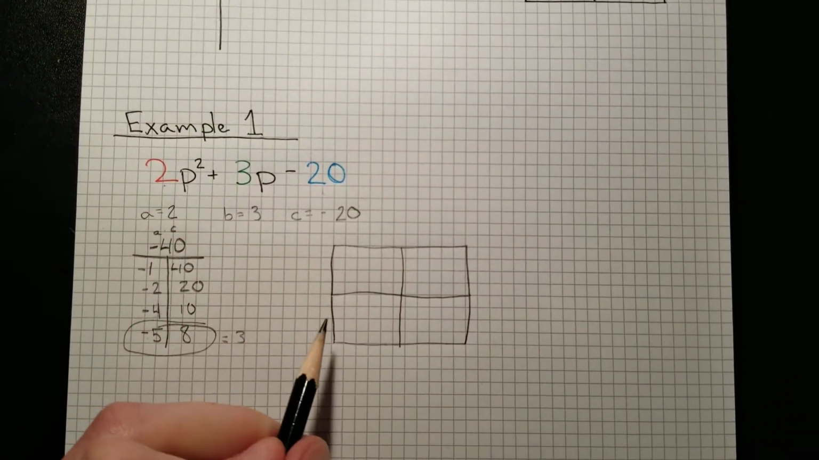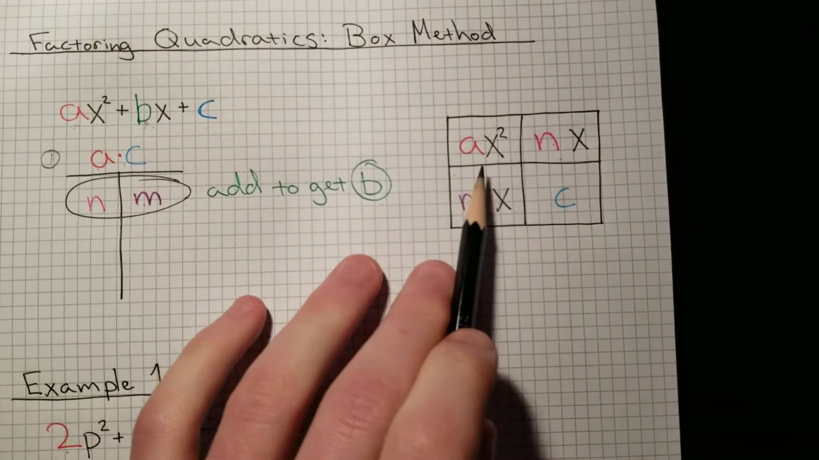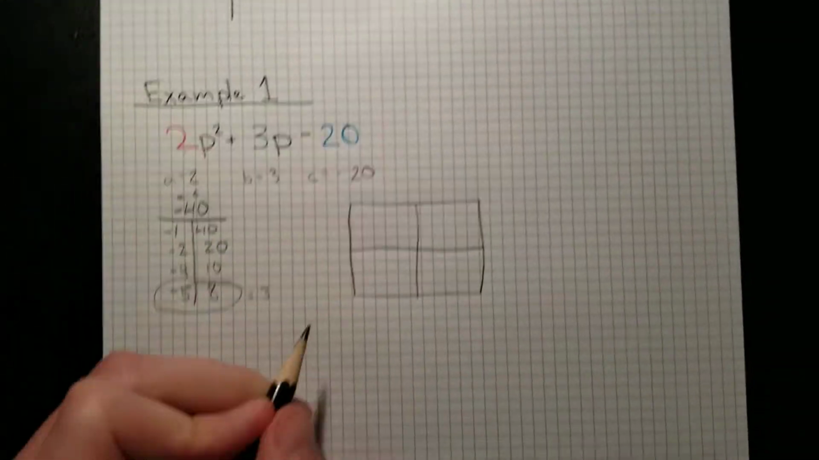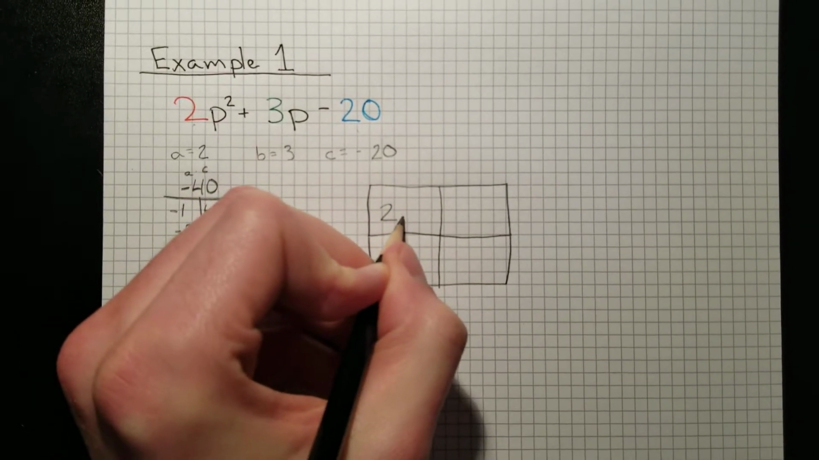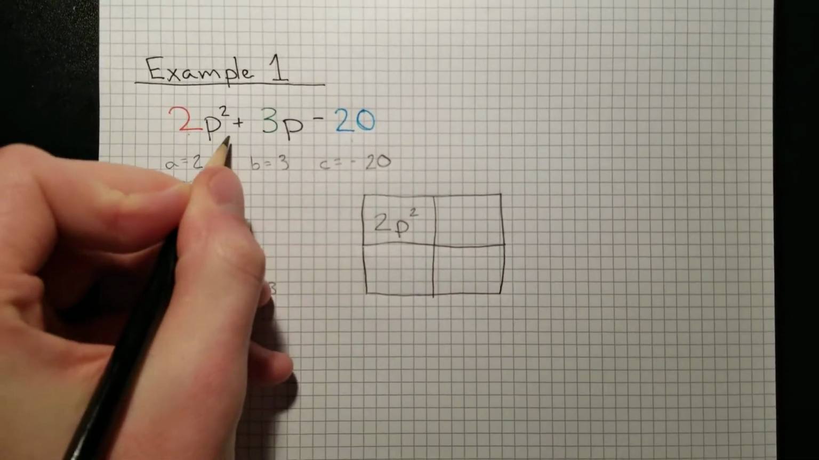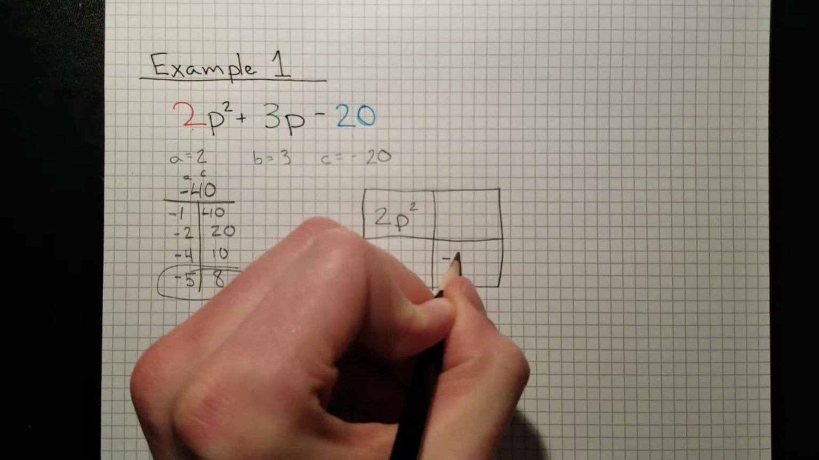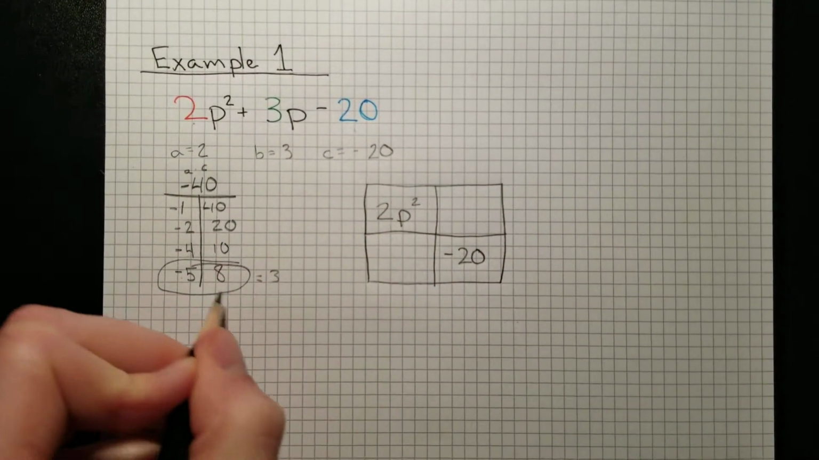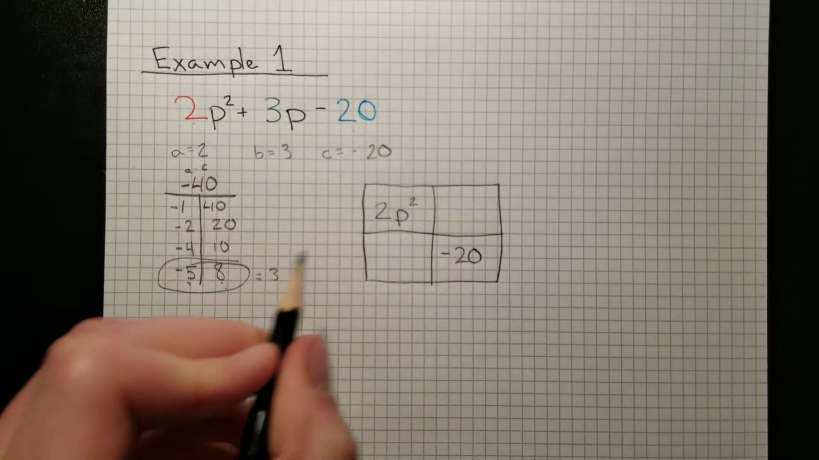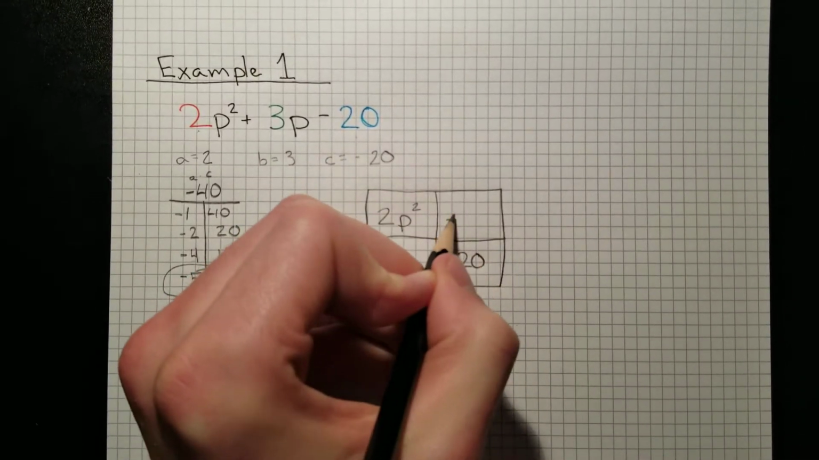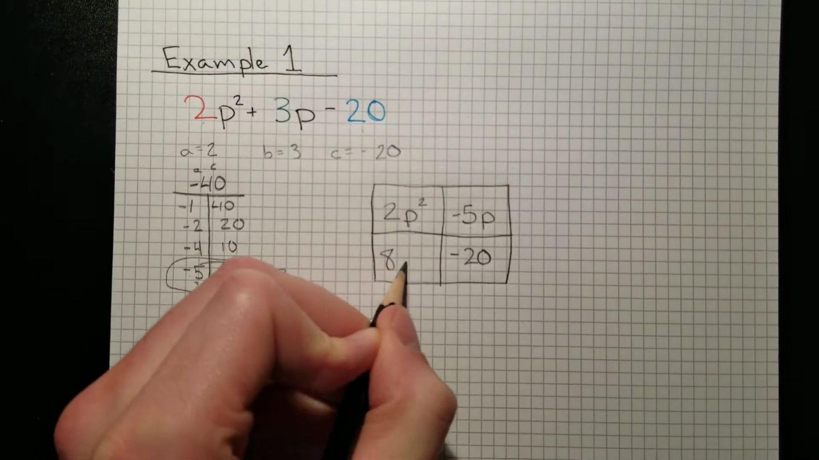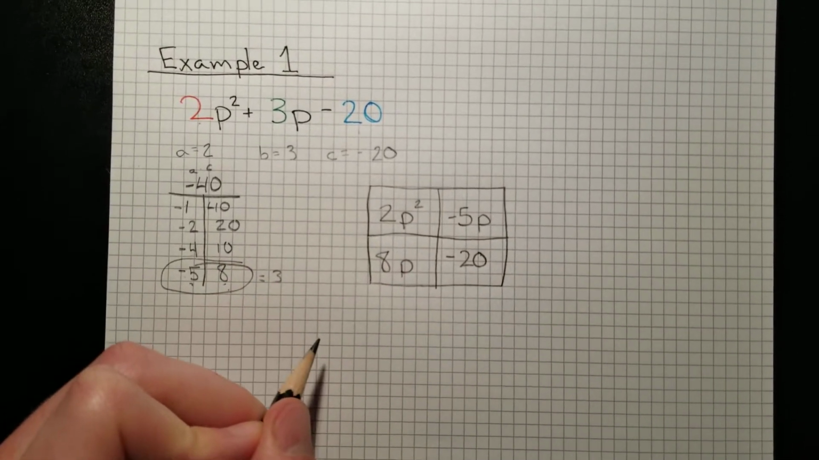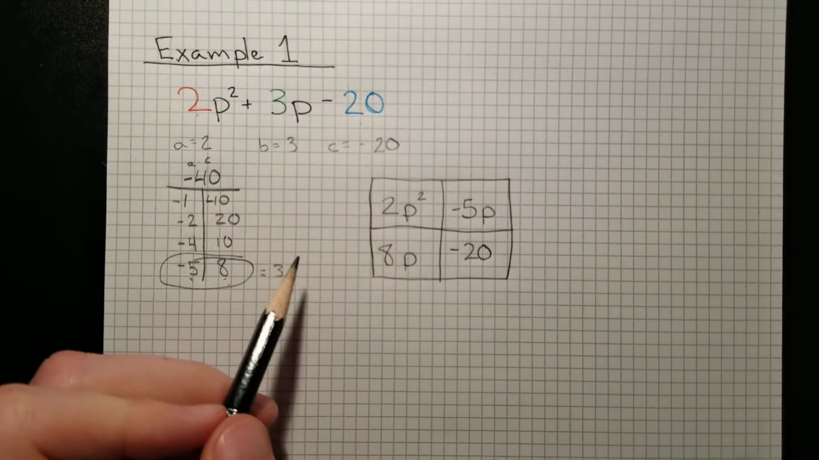We always put ax squared, if you remember, ax squared and c go there. So we can put ax squared on the top, so in this case it's 2p squared, because that's the variable we're using. Negative 20 goes here, and then we have to take those two numbers and put them in these two spots. So negative 5p and 8p. So we got those two things. You got to put the variables back there too.